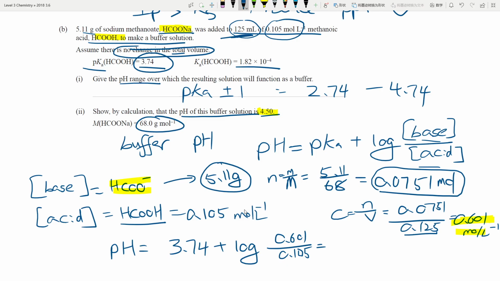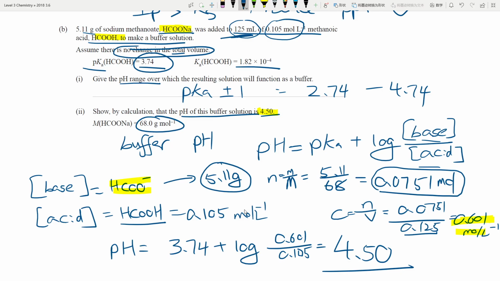0.601 divided by 0.105, and then we log this answer, then plus 3.74, then your answer should be 4.50 to three significant figures. pH doesn't have units, so don't put one there.